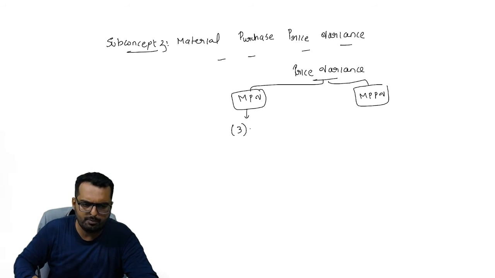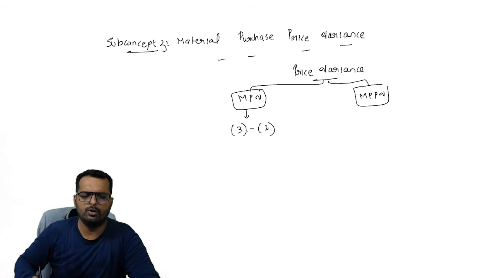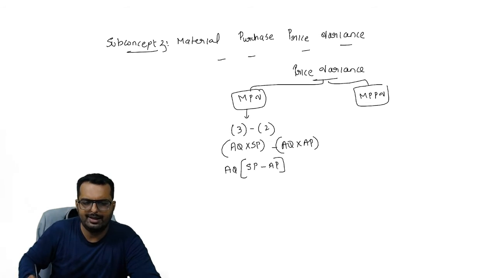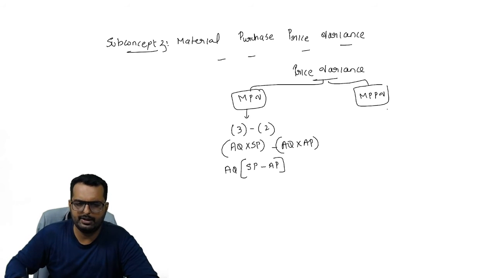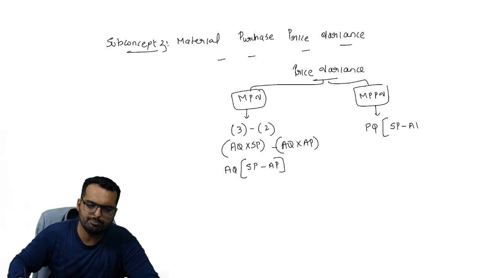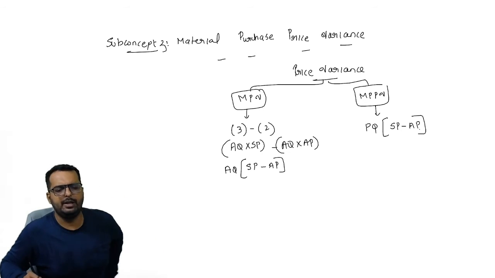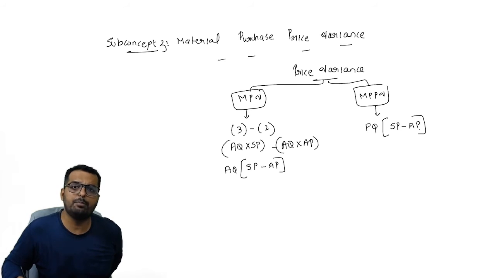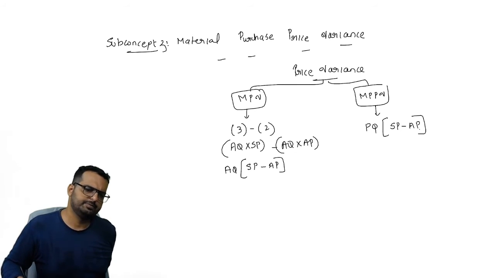Okay, for this the formula was 3 minus 2. What was the formula of 3 minus 2, friends? Can you tell me? AQ into SP minus AQ into AP. Or in other words, it is AQ into SP minus AP. Alright, that is 3 minus 2. Here the formula is going to be PQ into SP minus AP. Can you tell me what is the difference between material price variance and material purchase price variance?